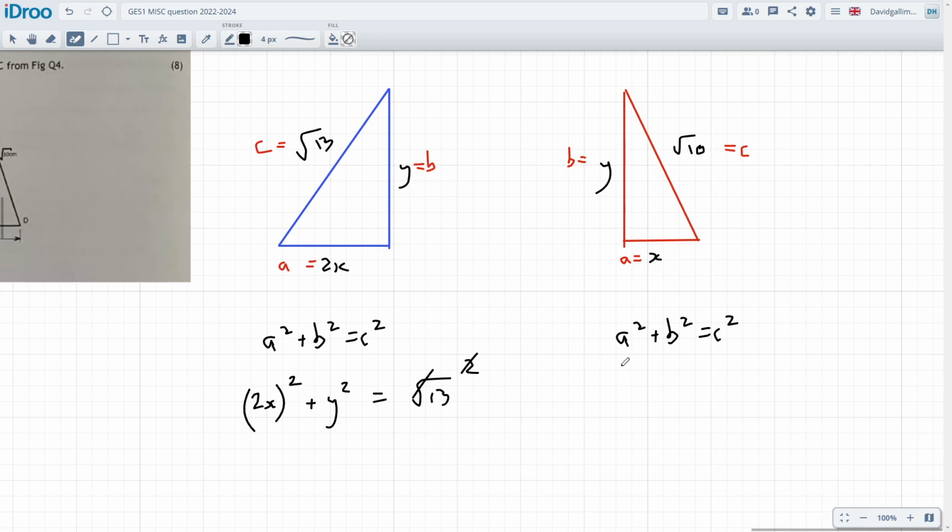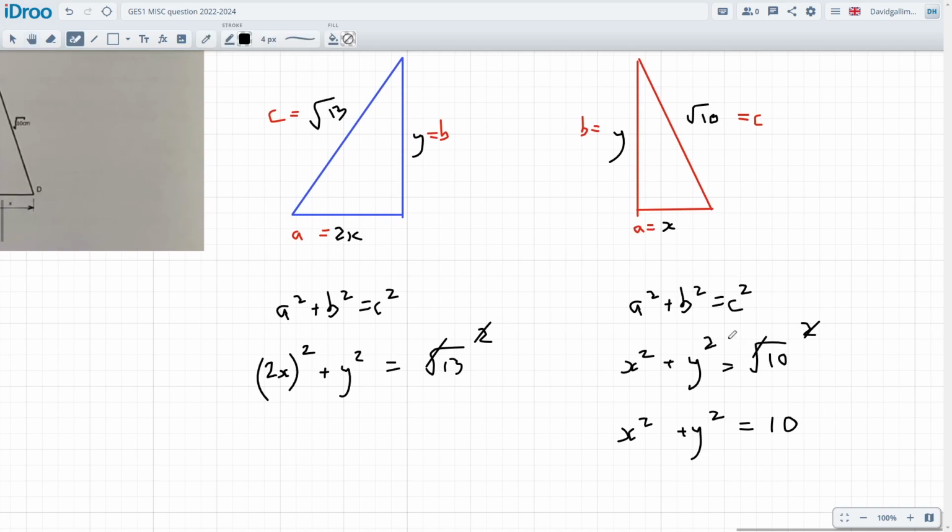Let's do the other side as well, because the other triangle, we're going to have a squared. That's going to be x squared. The b squared is y squared. And then that c, that's the c right there, is going to be this root 10 squared. So again, that's going to cancel out completely. And we're just going to be left with x squared plus y squared is equal to 10. I do have to handle both of these. I can do one and then the other, but I'm doing it at the same time, just to show you how to put it all together.